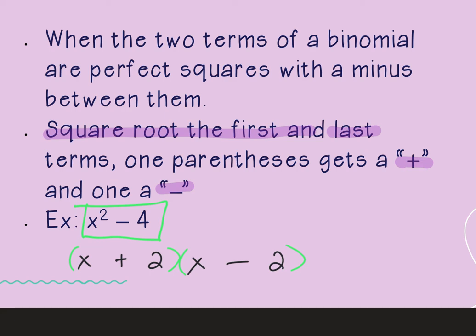We only know that there's a variable. Like if you were to have 60 minus 4, you would just do that. You would just work it out.